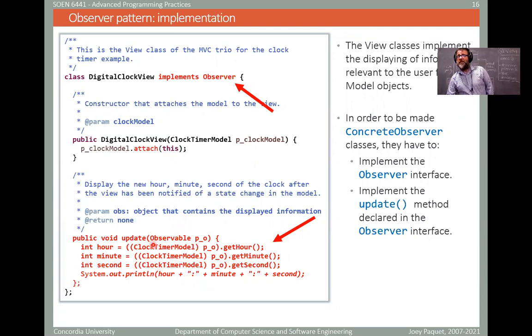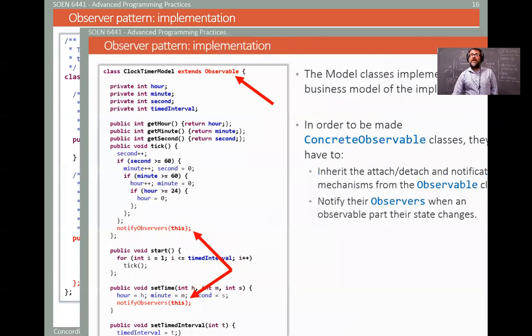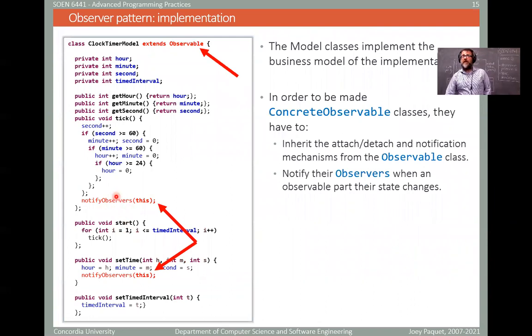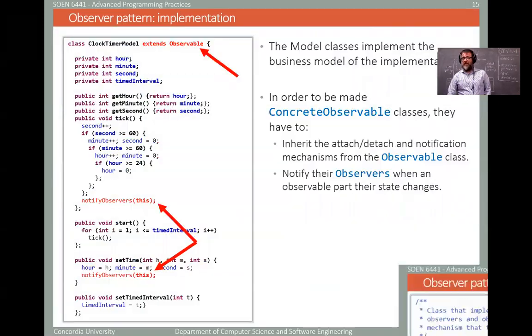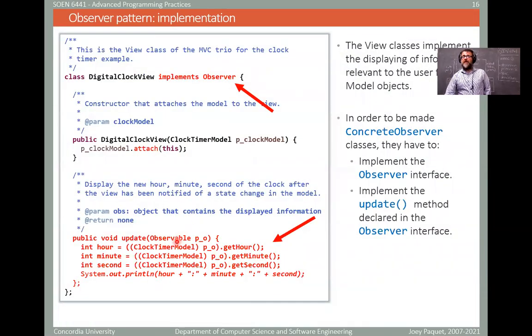So you see that as I'm calling notify observers here, I'm passing a reference to the clock timer model object. So that eventually, as notify observers receives this reference to my object, it's going to pass it to update, so that when update is being called, the update method in my view here actually has a reference to the clock model object. So then it can ask this clock, what is the hour, minute, and second, and then display to the console the current time.